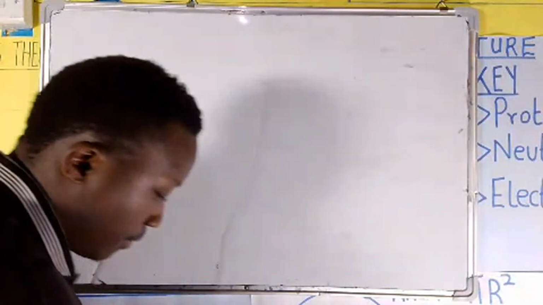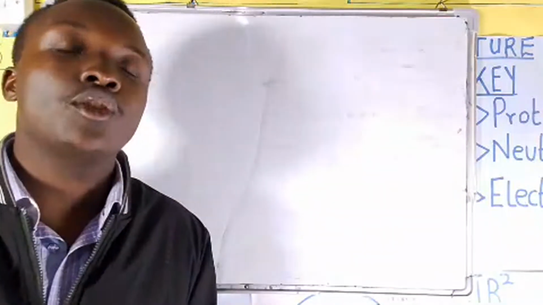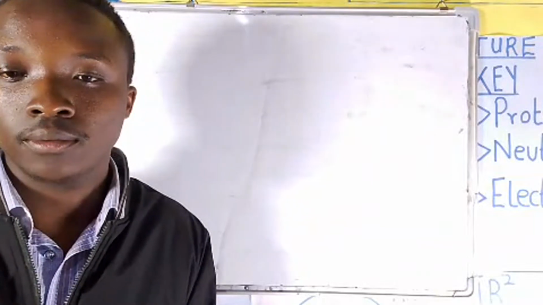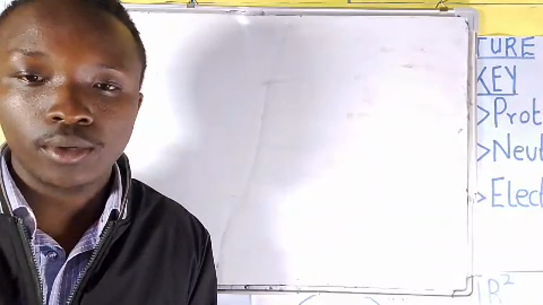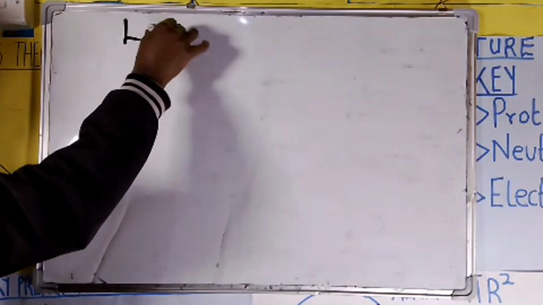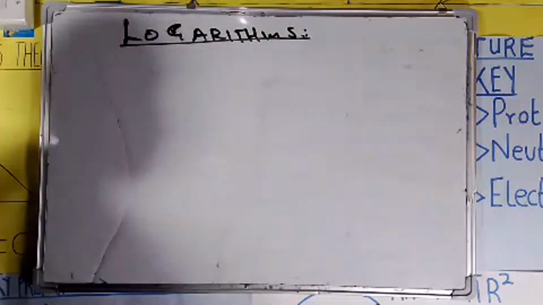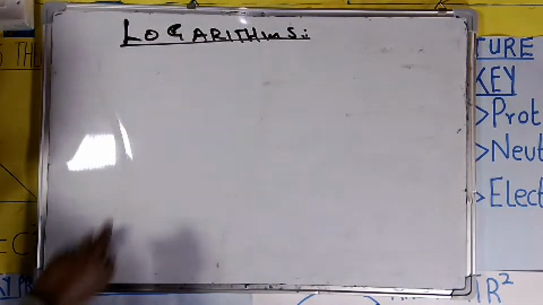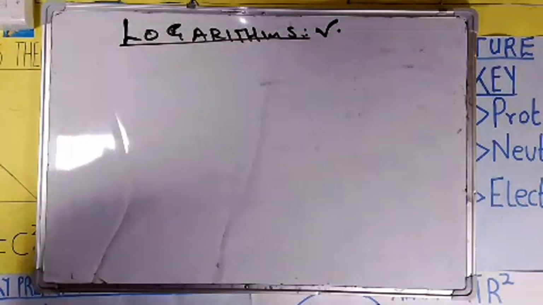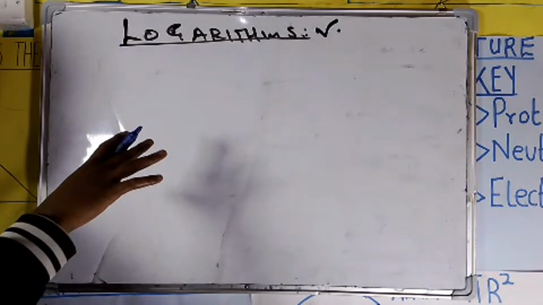So we are done. At least today we have been able to cover squares, square roots, reciprocals, squares and square roots, and cubes. Tomorrow we are going to be covering logarithms. Mark that, so that by tomorrow we are done with everything. We'll be done with indices and logarithms.